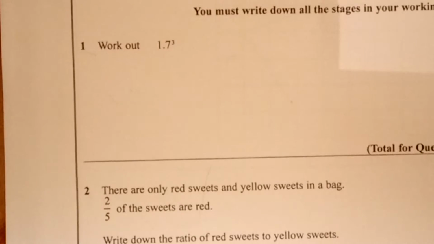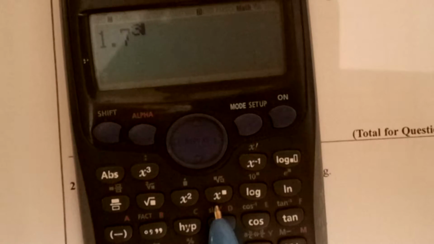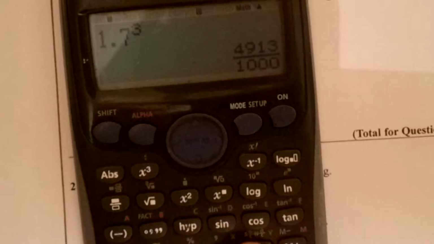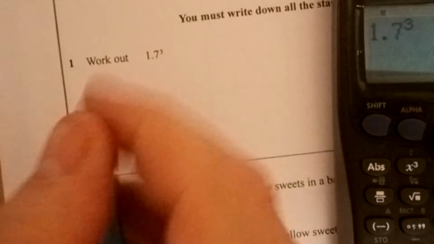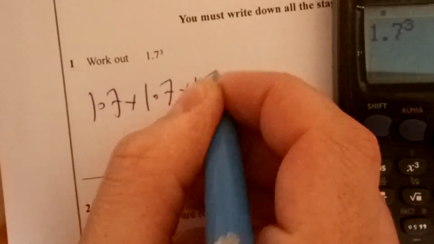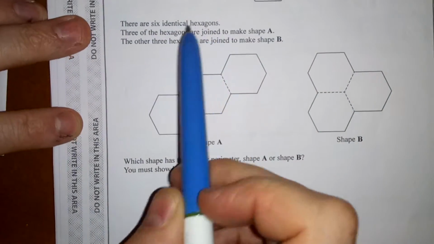Work out 1.7 to power 3. This is calculator paper, so just type it in your calculator essentially. 1.7 to the power of 3. On this calculator, the power of button is there. There is also a cubed button which is there, they're both fine. We've done like as a fraction, let's do it as a decimal. 4.913. If you want to do it another way, you could do 1.7 times 1.7 times 1.7 and you'll get exactly the same answer.